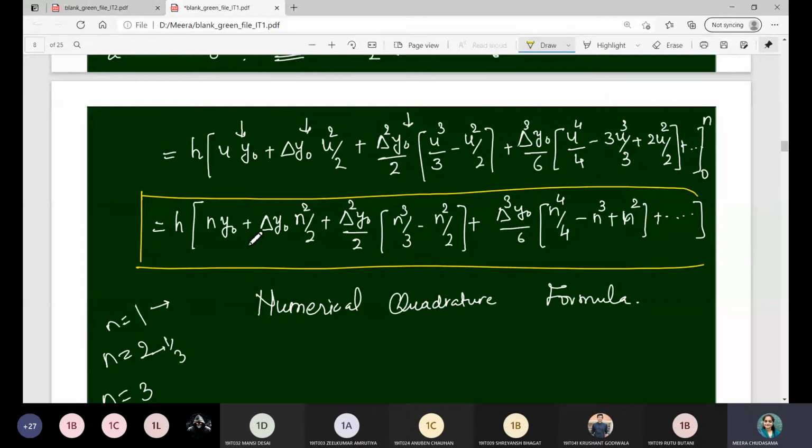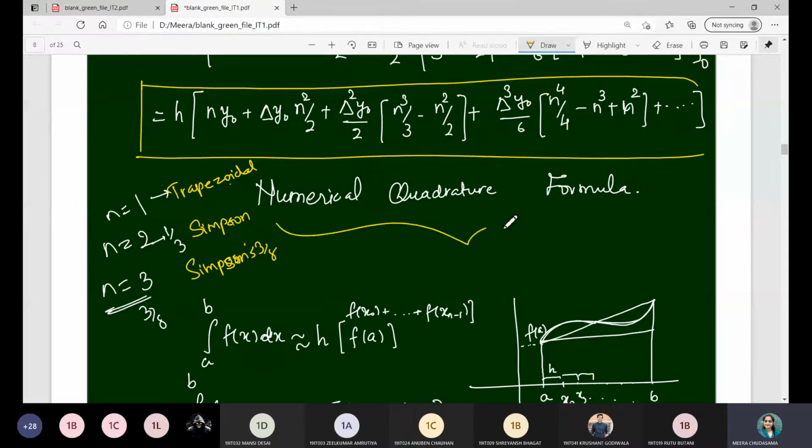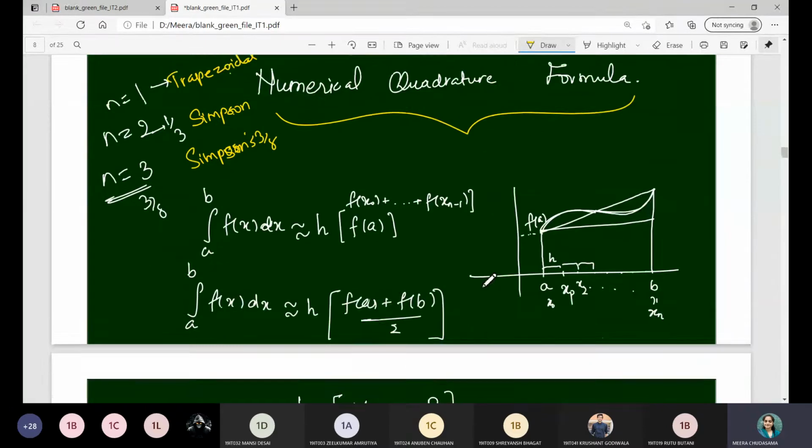And from this one, I have told you that when you consider n is equal to 1, it will give you the trapezoidal rule. When you consider n is equal to 2, it will give you Simpson's 1/3 rule, and n is equal to 3 will give you Simpson's 3/8 rule. So today we are going to derive all these three rules from the numerical quadrature formula, right? And then we will consider examples based on this one.